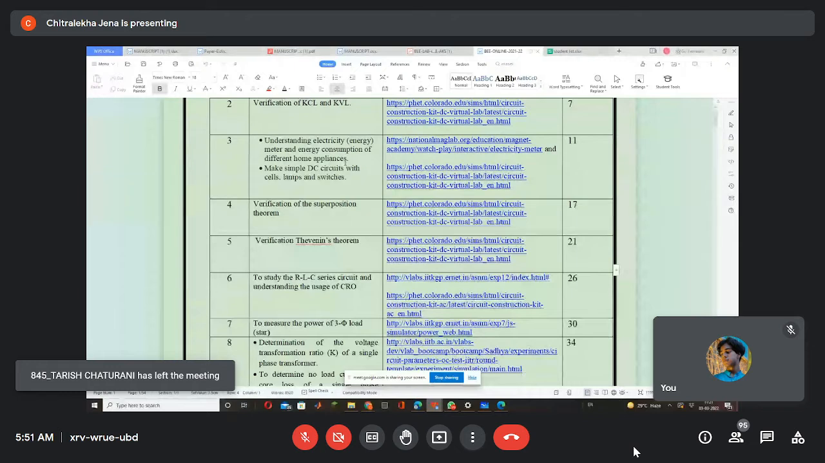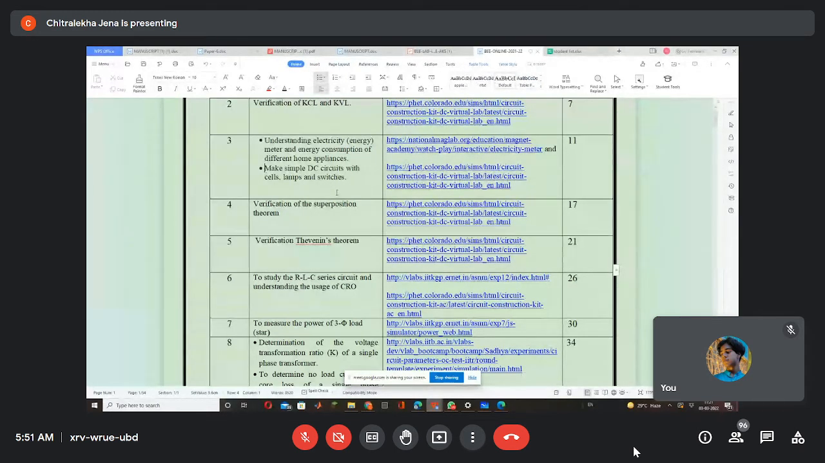Make simple DC circuits with cells, lamps, and switches. You will connect different cells, batteries, loads, lamps, and switches, and see how much current flows, what the potential difference across the lamp is, what the current flowing in the lamp is, and how much power is consumed in the lamp. So you have to perform simple circuits. That is your experiment number 3.